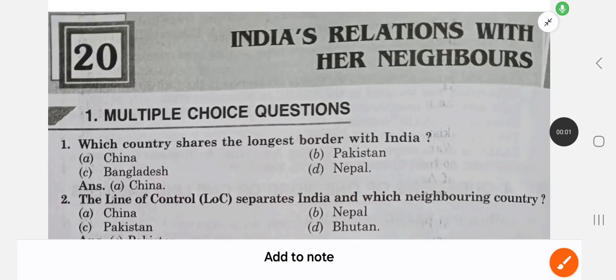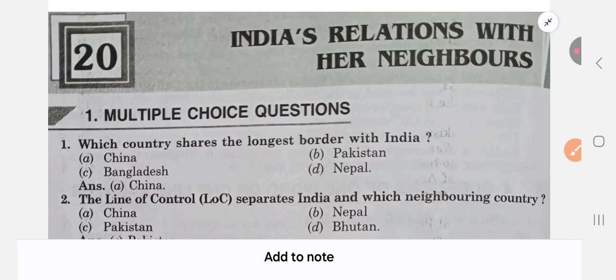Hello, dear friends. Welcome. Today's topic is India's relations with her neighbors, or India and her neighboring countries. It is very good to have good relations with neighbors. India has always tried to have good relations with her neighboring countries.